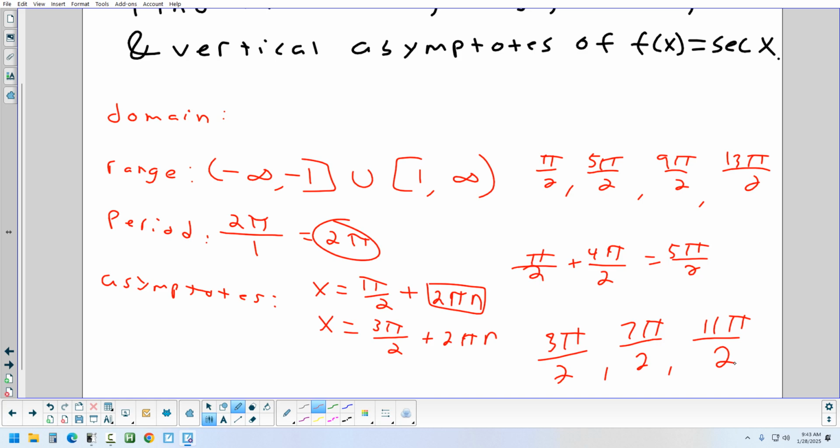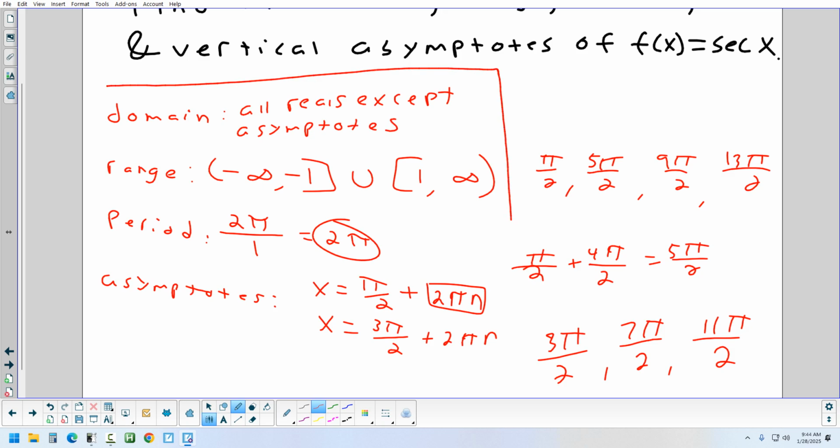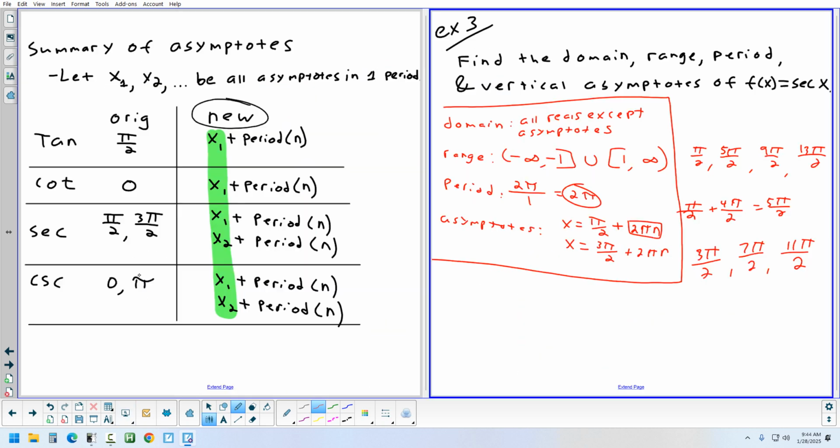And now the domain, the way we usually write that, is it's every x value that's not an asymptote. Okay, that's how I write it. All reals except the asymptotes. And that's how you find all 4 things.